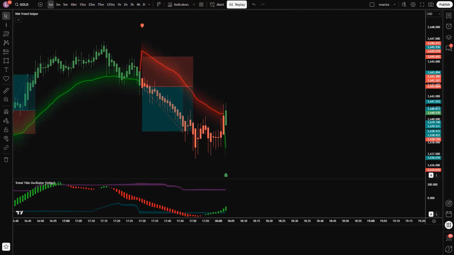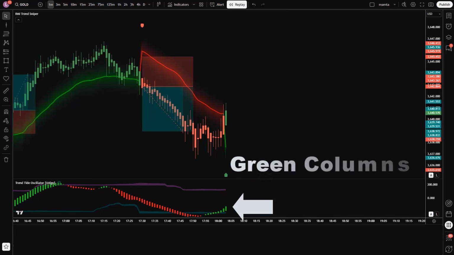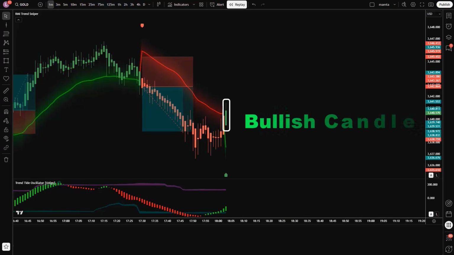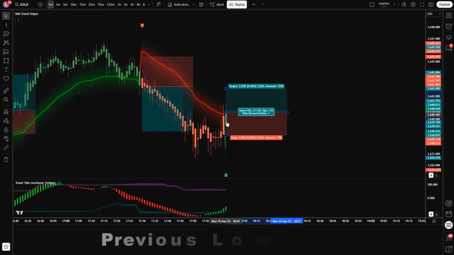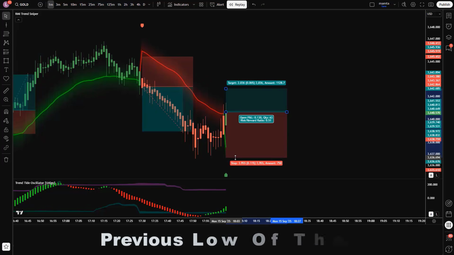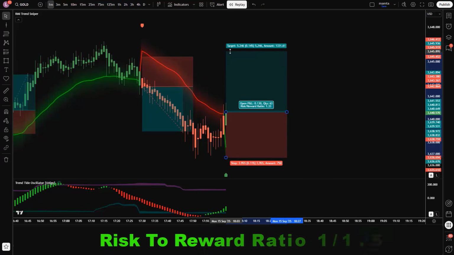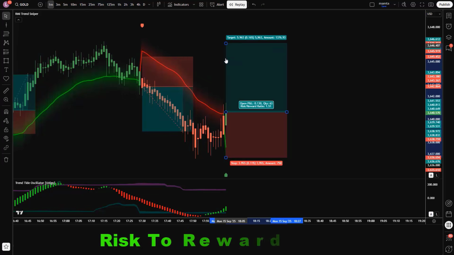Here the RMI Trend Sniper indicator gives us a buy signal. Here the Trend Tide Oscillator indicator shows green color columns. Here the market has made a bullish candle to give confirmation. So all our conditions are being fulfilled, so we are placing an order to buy. Our stop loss is the previous low of the market, and the risk to reward ratio will be 1:1.5.